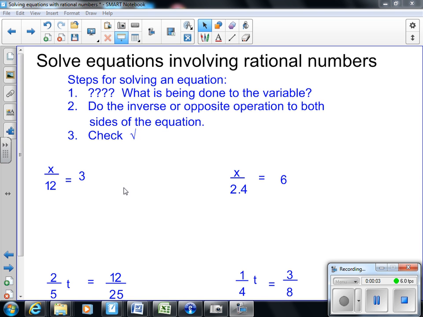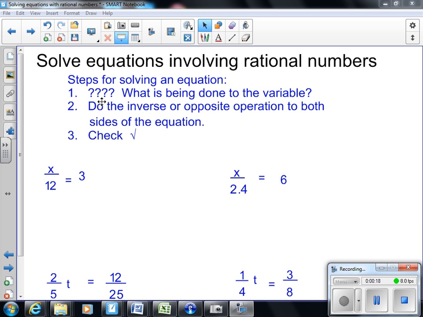Today we're going to be working on solving equations involving rational numbers. Now just to review a little bit, rational numbers are integers, positive and negative numbers, but they also include decimals and fractions. Let's review the steps for solving an equation.